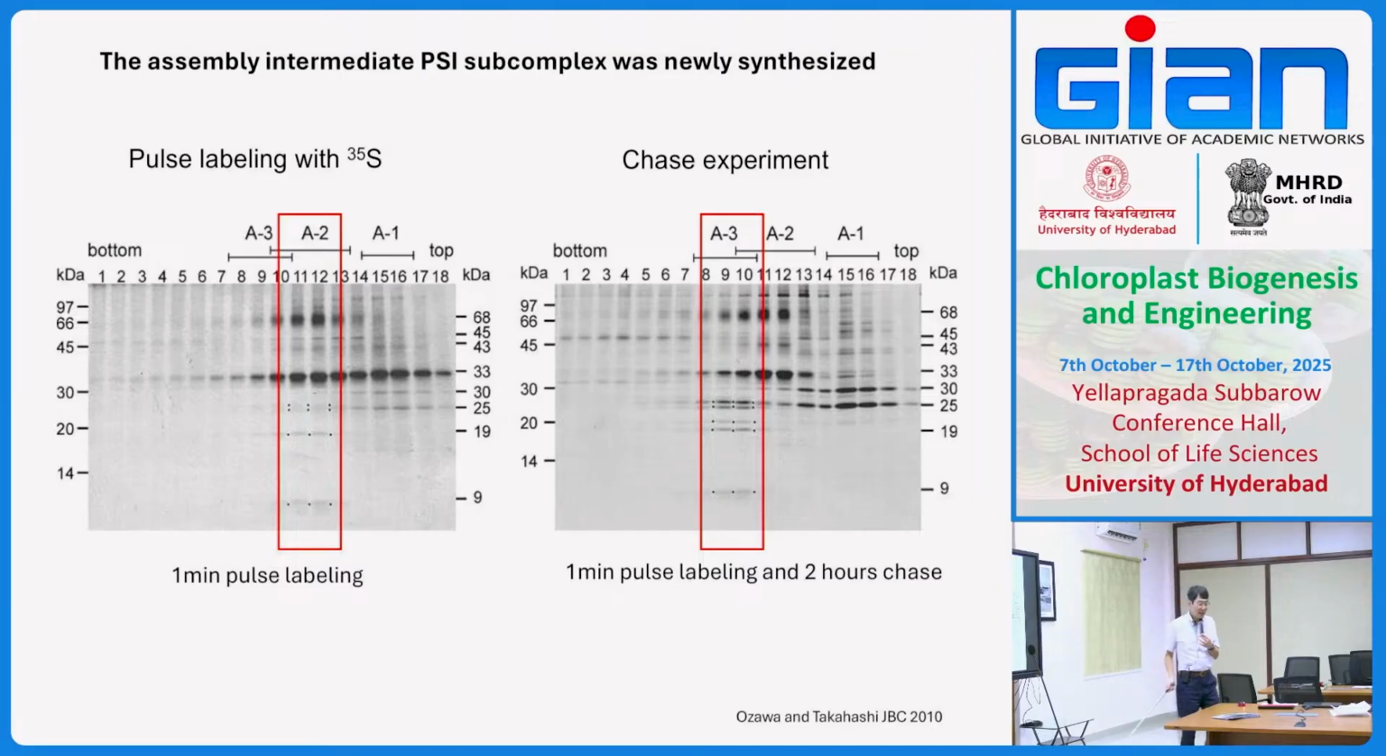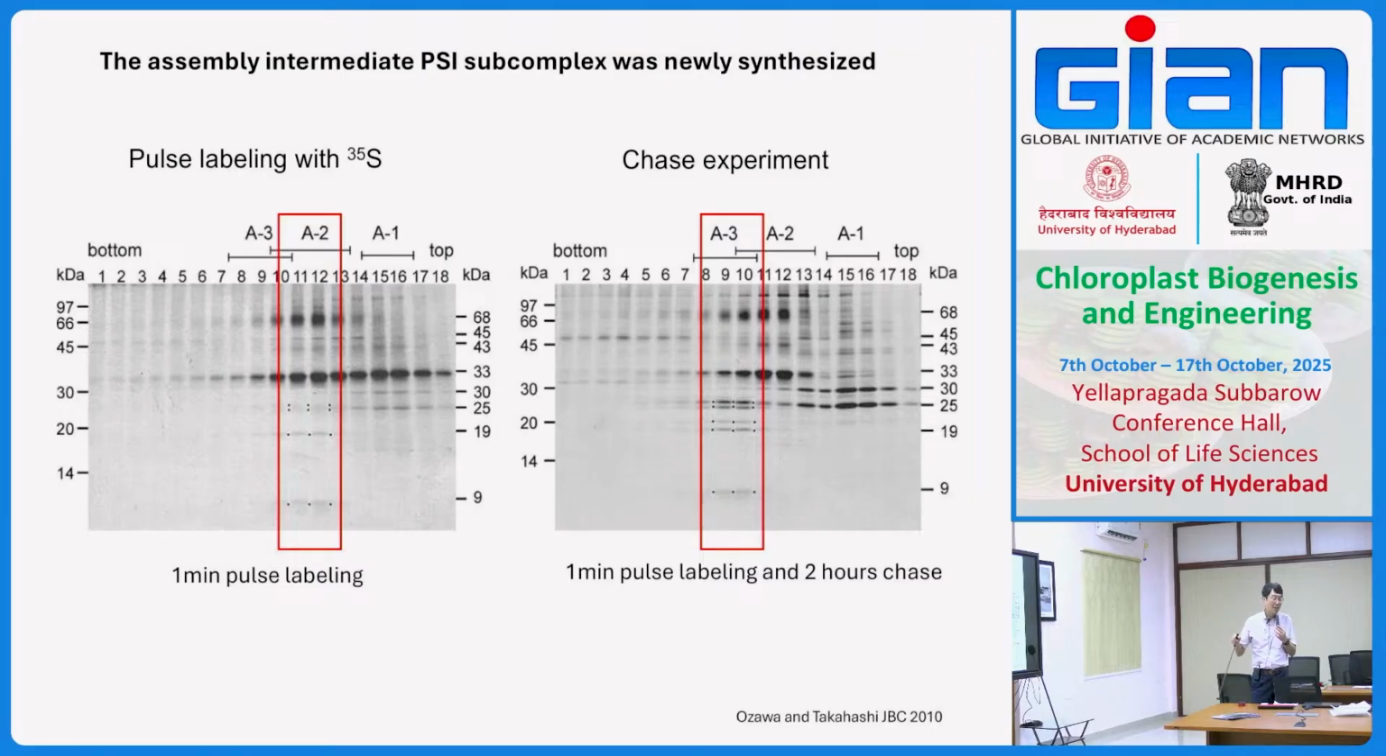So you can see at a glance the difference of labeling pattern between here and here. After 1 minute, you can see a strong signal of about 33 kilodalton protein. This is a very famous protein called the D1 protein of photosystem 2, encoded by the psbA gene of the chloroplast genome.